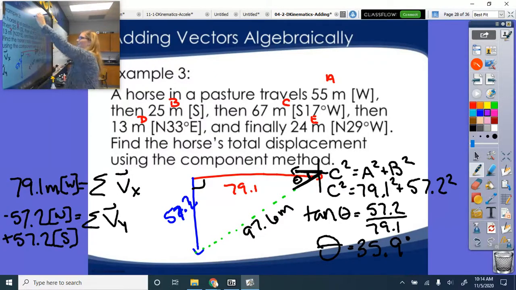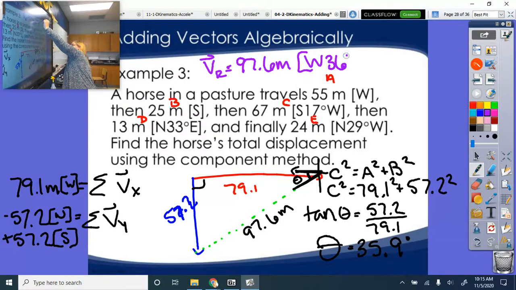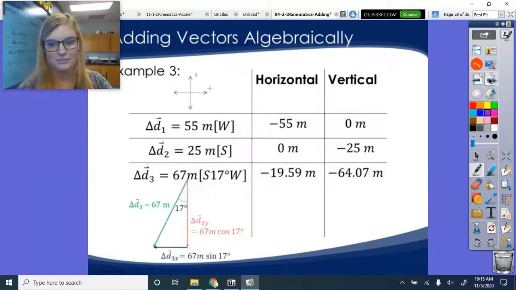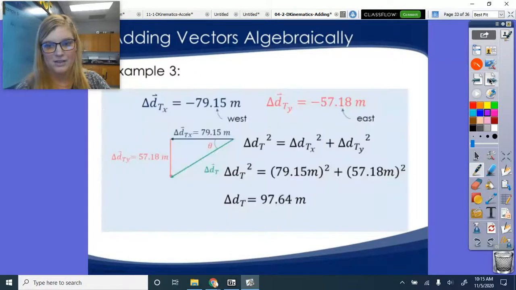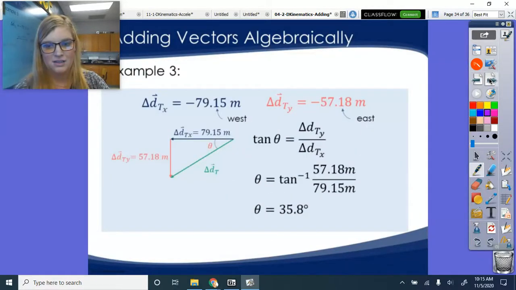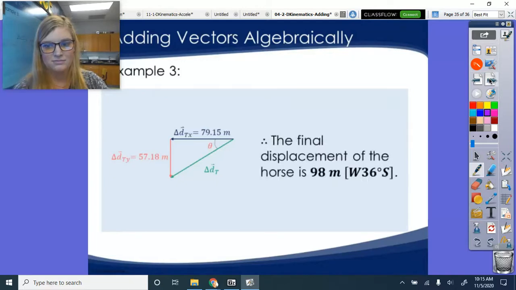Okay, my answer, my resultant vector is 97.6 meters, and I was going west with a 36 degrees towards the south, because that's what this is telling me right here. Boom. So there's all of that. And there's your answer.